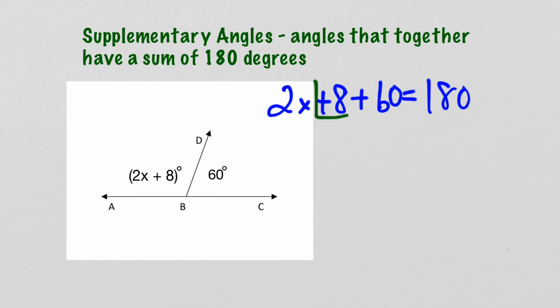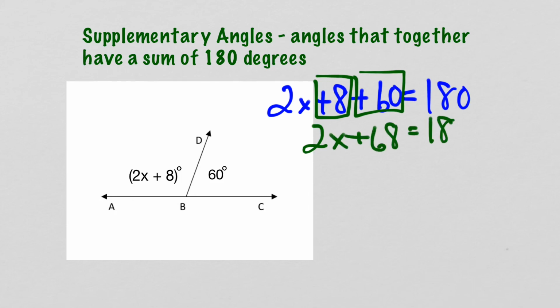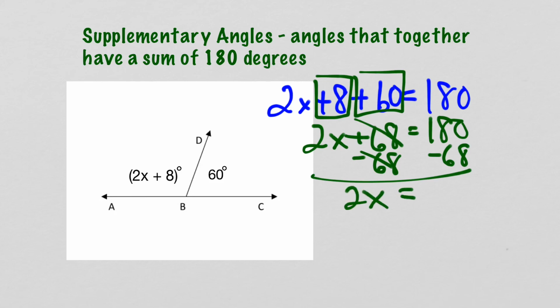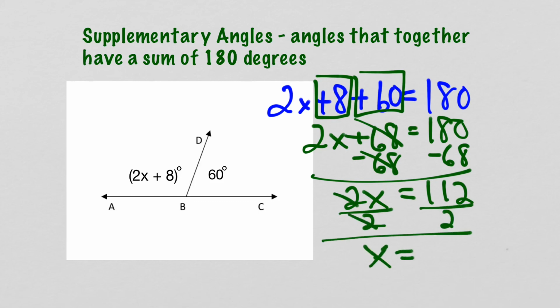So we'll combine like terms. So 2x plus 68 equals 180. Subtract 68. That's going to give me 2x equals 112. Divide by 2, and x equals 56.